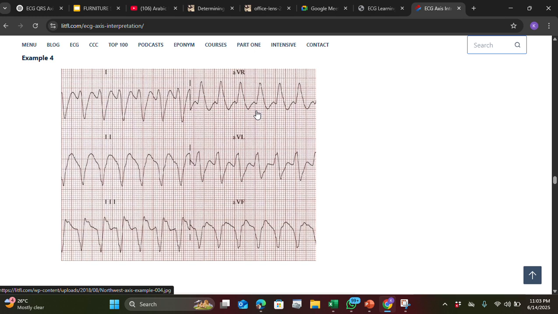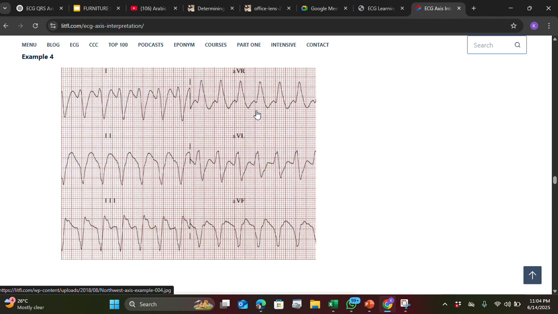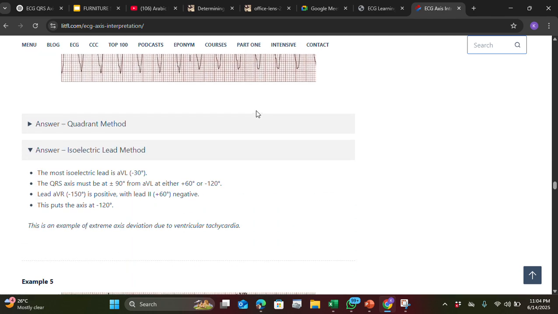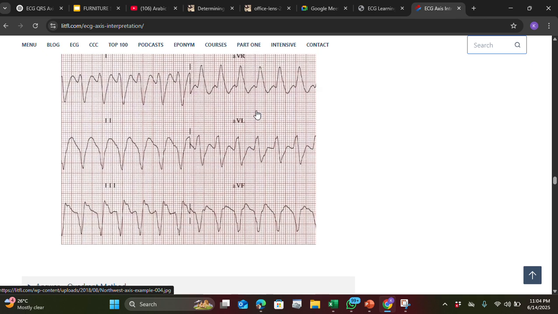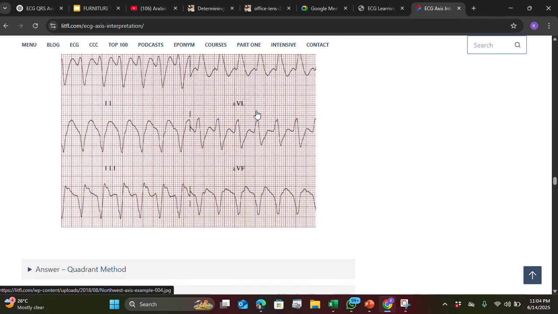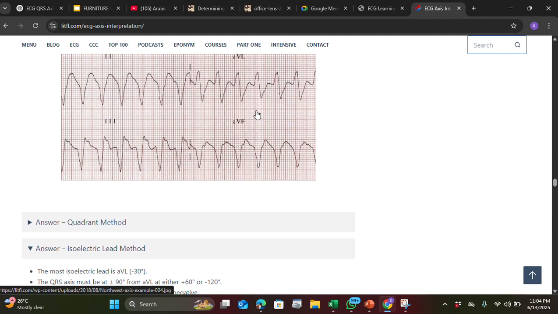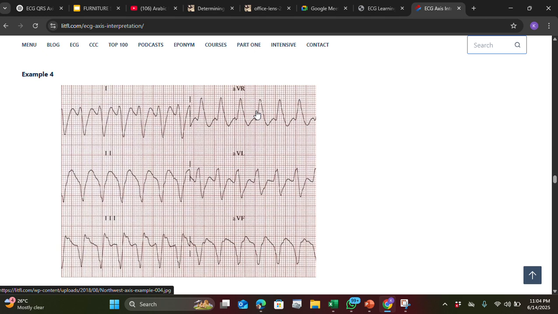Check. AVR here is positive. Lead 2, I don't even understand this. Sorry. Okay, AVR is positive. No, I don't know, because of the ventricular tachycardia in this place. This lead 2, that's why we could not discern whether it is positive or negative. That's why we should not worry about this lead that time.